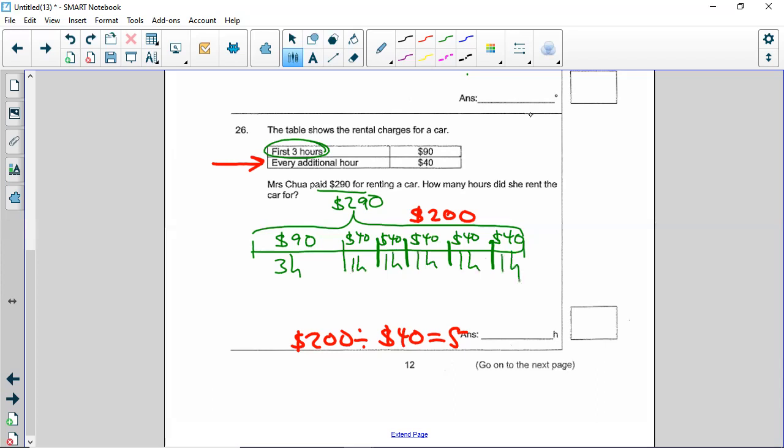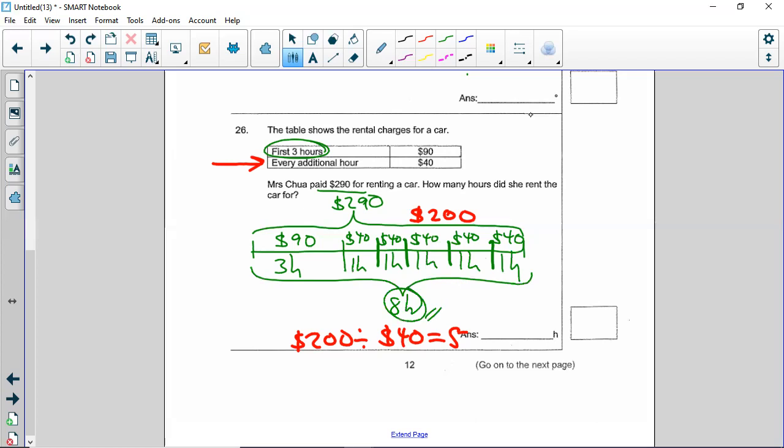If you don't have the line method, then you're doing everything all very messy. Your working will be all very messy, but with a line, it's all clearly shown. So how long did she rent the car? So 3 plus 5 hours must be 8 hours, right? Am I correct? So there's a line method here, okay?